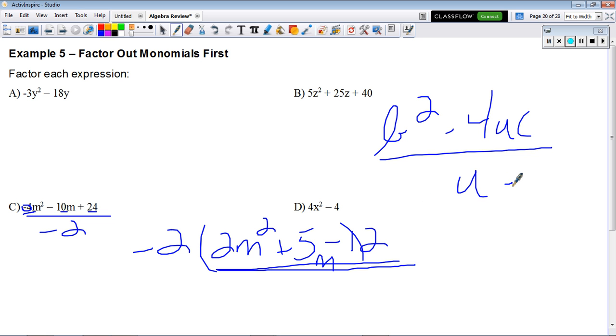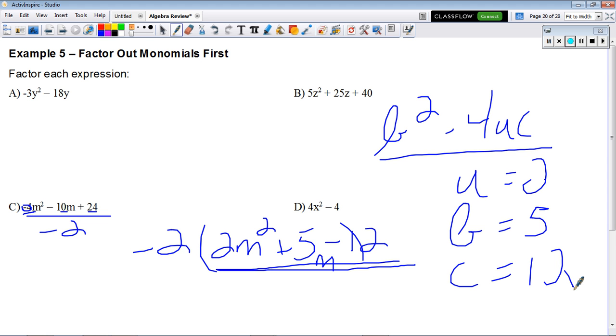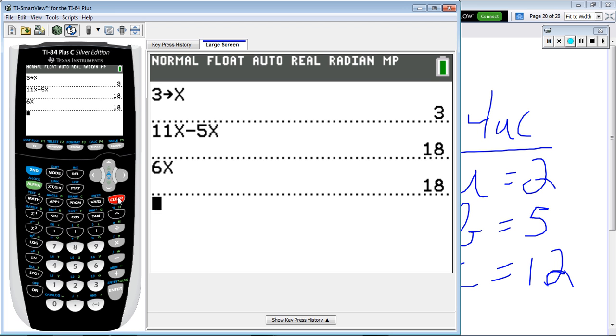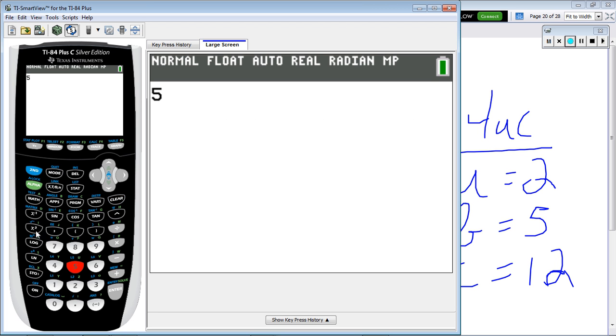So what I'm going to do here is, for this one, I have a equals 2, b equals 5, and c equals negative 12. I'm going to compute the discriminant for this and see if I get a perfect square, to see if it can be factored. So I'm going to pull up my calculator here. Let me clear this out. I'm going to do 5 squared minus 4 times a, which in this case was 2, times 12.